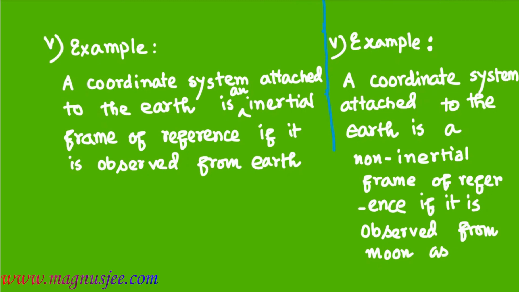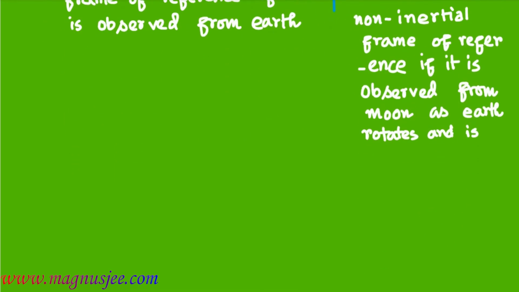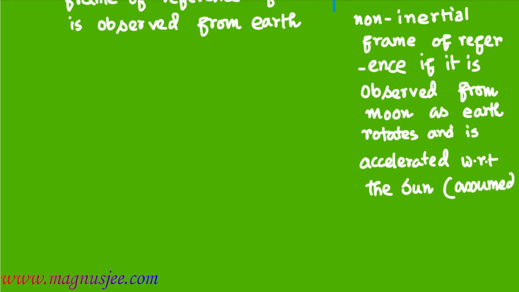As the earth rotates and is accelerated with respect to the sun, the sun is the assumed inertial frame of reference.